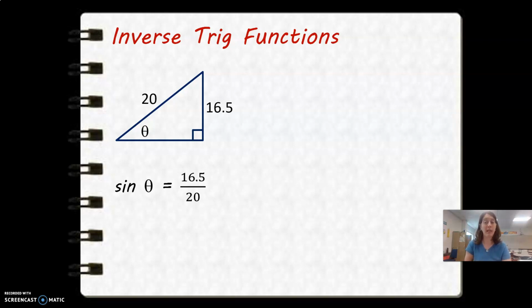I don't have something in my Cartesian plane that has that ratio, so we're going to have to use our calculator. If I'm getting rid of the sine, then I'm going to use my sine inverse. So I typed on my calculator the sine inverse of 16.5 over 20, and my calculator gave me the answer of 56 degrees once I round that to the nearest degree.